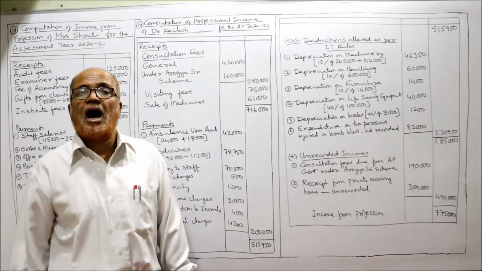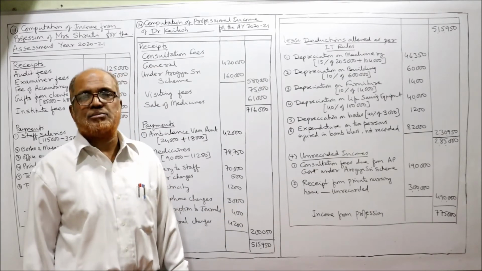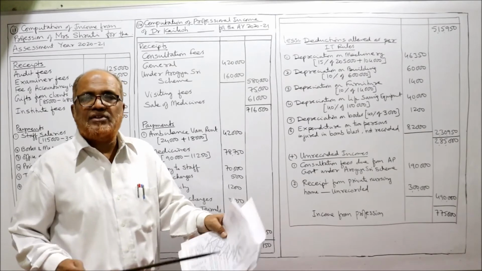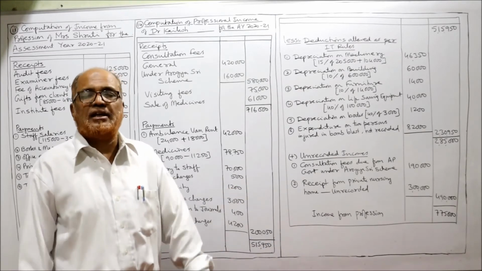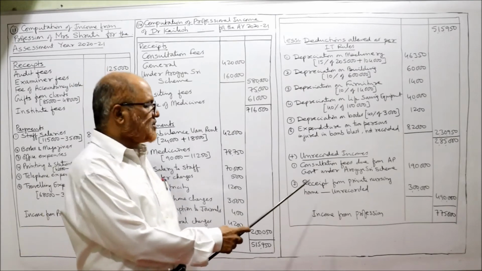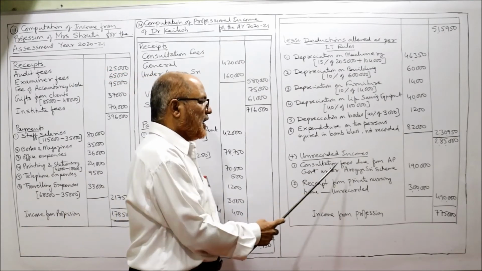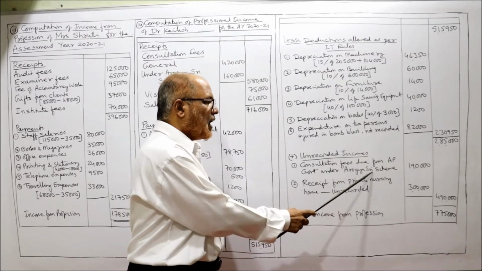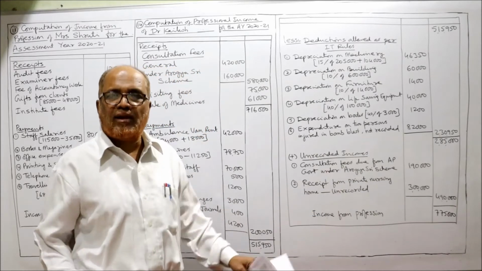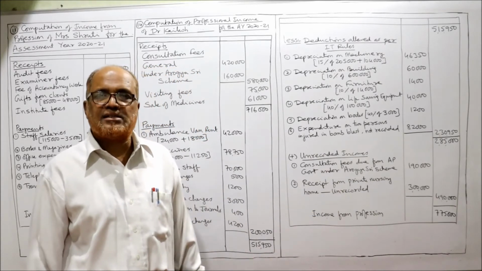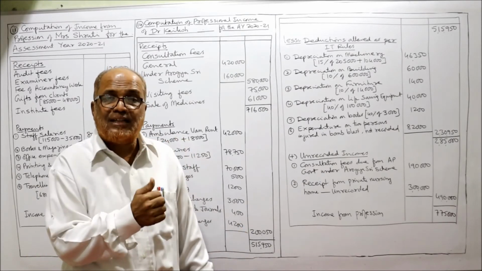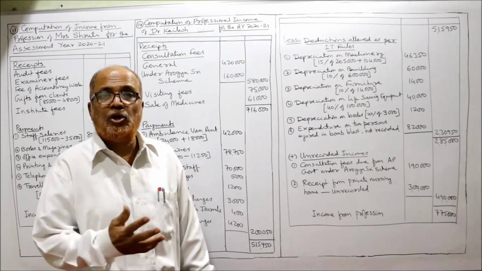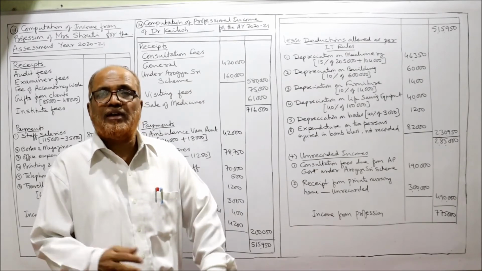To this we add unrecorded incomes. Some incomes are there which are not recorded in the receipts and payments account, but these are professional income. So they are added. Which are the professional incomes? Consultation fee due from the Andhra Pradesh government under the Arogya Sri scheme. Under that scheme, this SSC has to get the money from the government. So it's an income of the year.